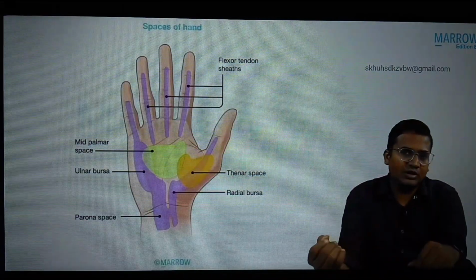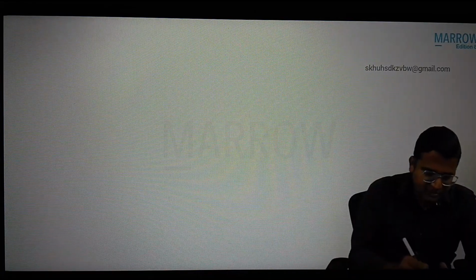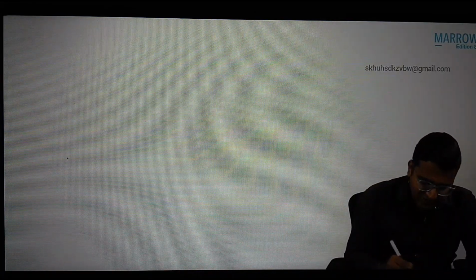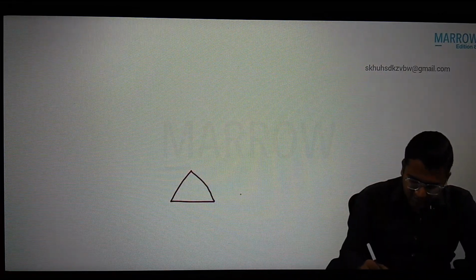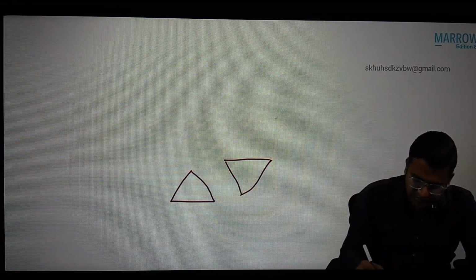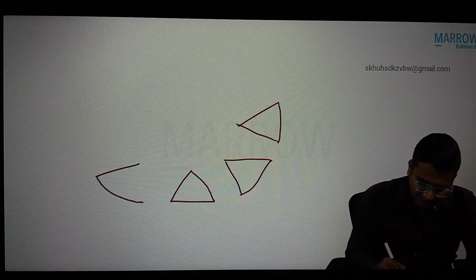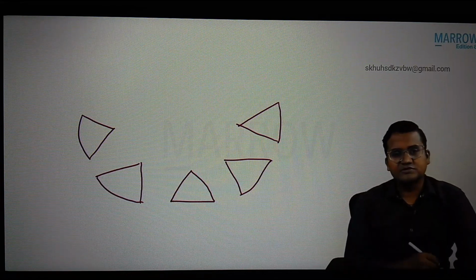So now we're going to start the discussion about the spaces of the hand. For this, we're going to draw one diagram. First we draw the metacarpal bone. These are the 5 metacarpal bones we have. This is the third metacarpal bone. This is the other metacarpal bones. Okay, we have drawn the metacarpal bones.